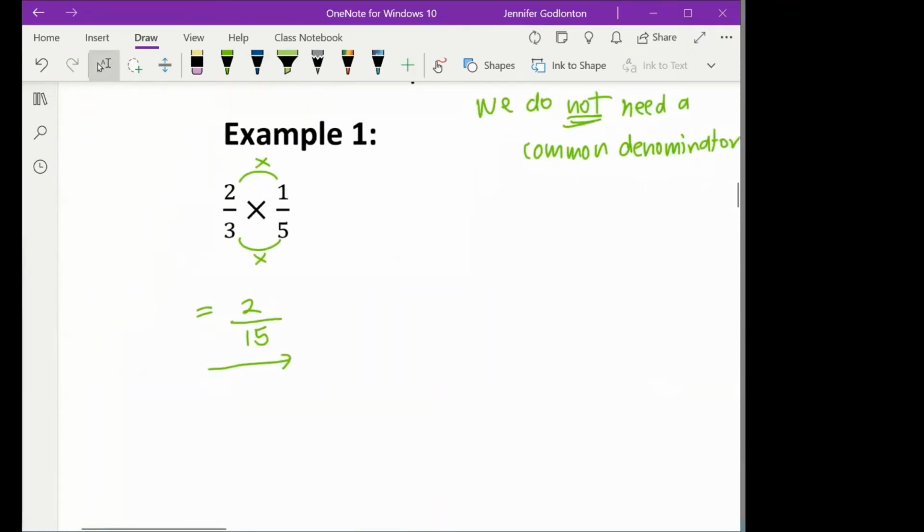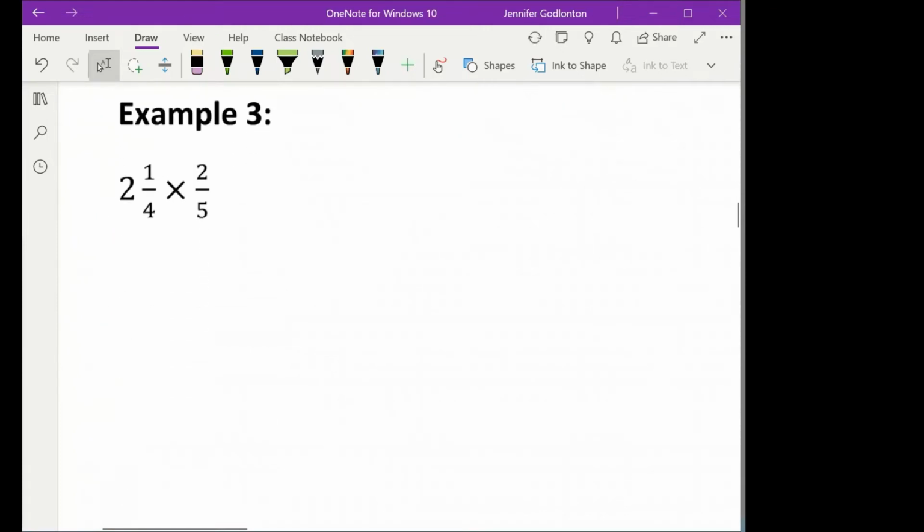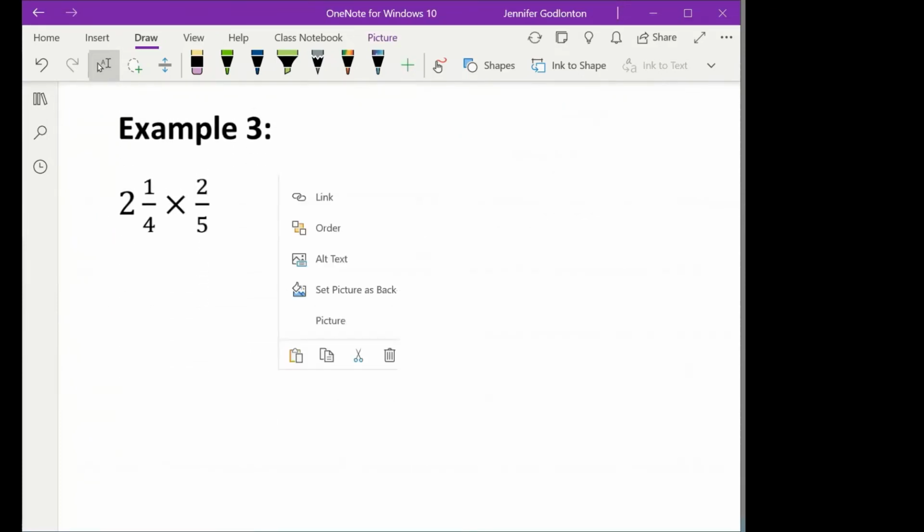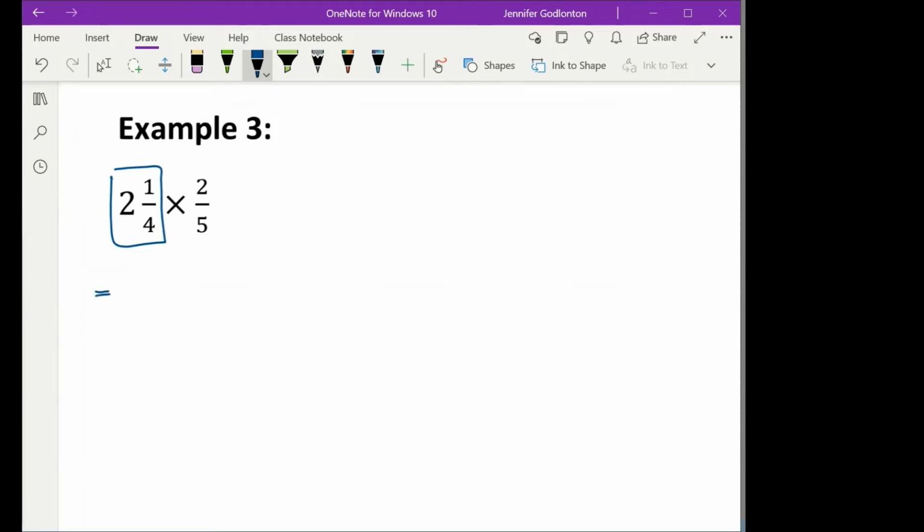Okay, in example 3, we're going to look at some cross simplification. So again, the first thing I have to do is change this to an improper fraction. What is 2 1/4 going to become? 9 over 4. Beautiful. Lisa, don't forget that denominator there. Okay, 9 over 4 times 2 over 5.